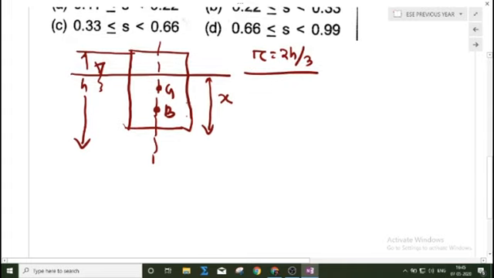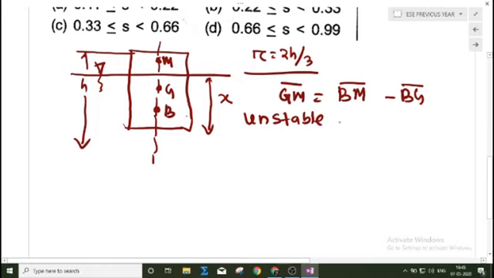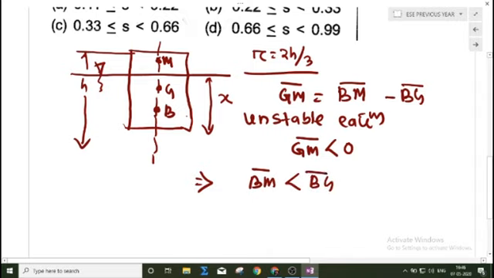Okay, so now if this is my metacenter, what is the GM? GM will be equal to BM minus BG. For the body to be in unstable equilibrium, what is the condition? The metacentric height will be less than 0. Indirectly I can say BM will be less than BG. Okay, that is the condition.